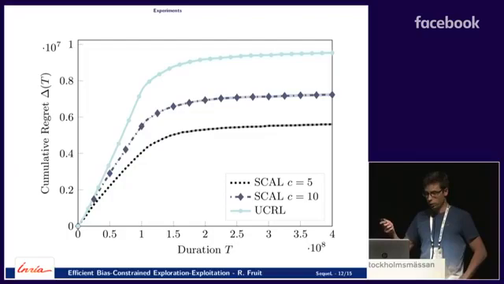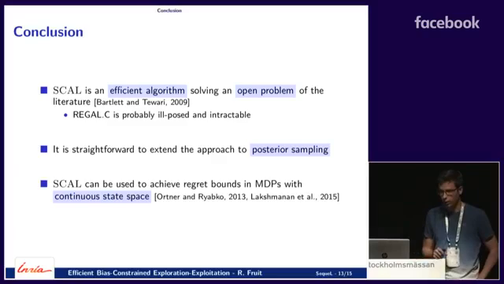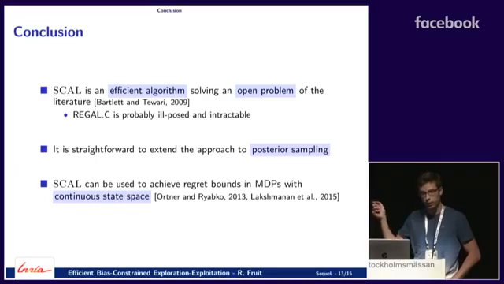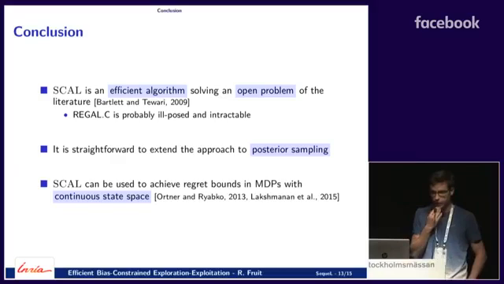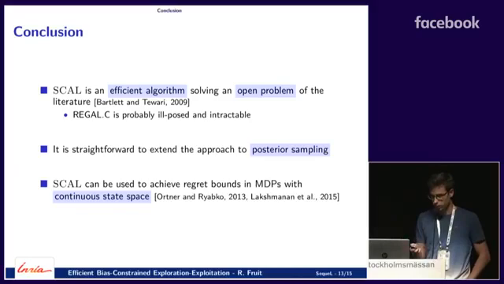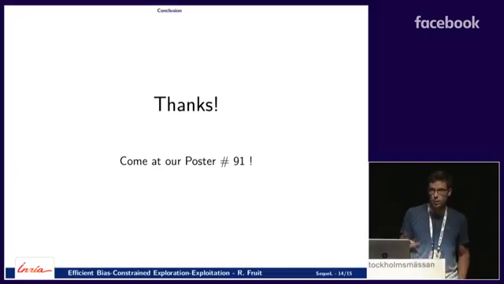Okay, now let me conclude. So basically, this work is solving an open question opened by Bartlett and Tewari in 2009, with the work on REGAL. It can be extended to other approaches like posterior sampling instead of optimism in the face of uncertainty. And the typical example where the diameter is infinite is MDPs where the state space is continuous. And so in this case, all algorithms that achieve good theoretical guarantees need this kind of prior knowledge, so our algorithm could be used. Thank you for your attention, and you can come to our poster. It's number 91, and I'm happy to take questions.